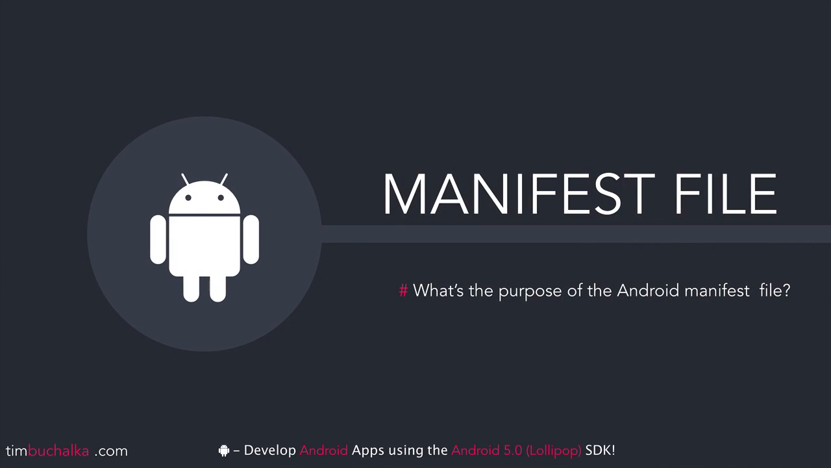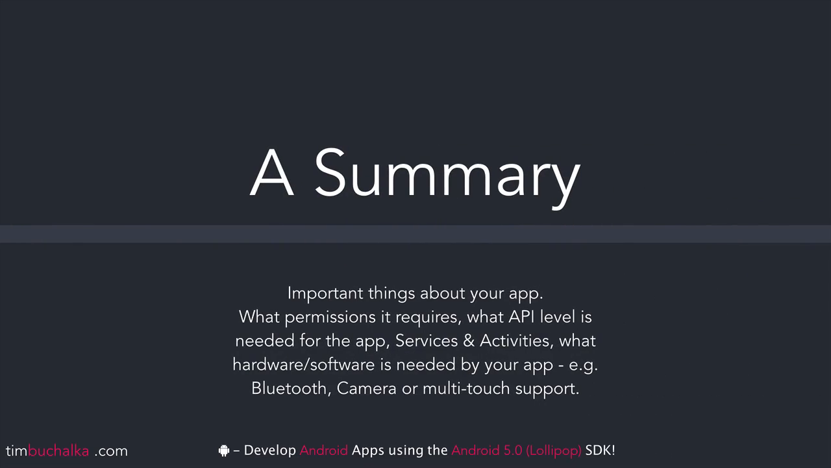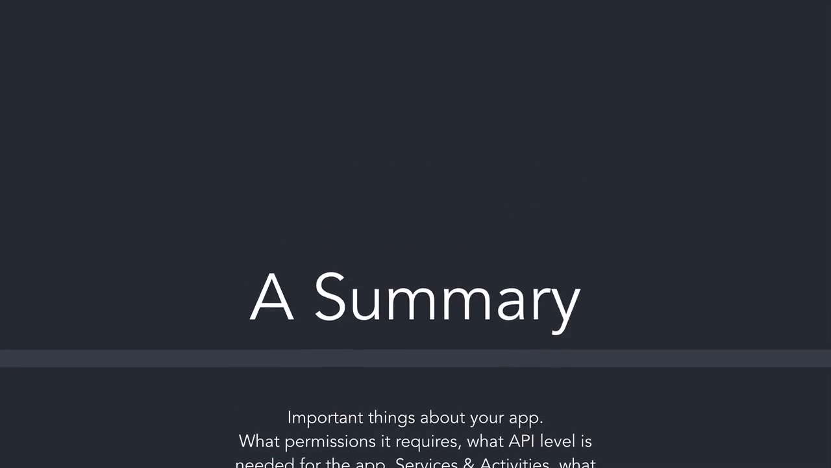Let's talk about the purpose of the Android manifest file. Well, think of it simply as a summary. It summarizes the important things about your app. For example, what permissions it requires, what API level is needed for the app, services, activities, what hardware and software is needed by your app, those types of things.